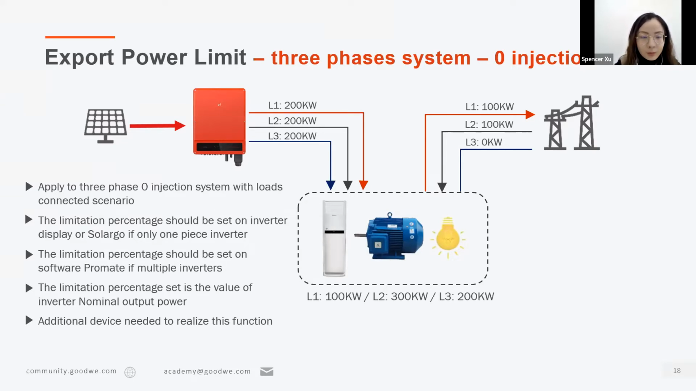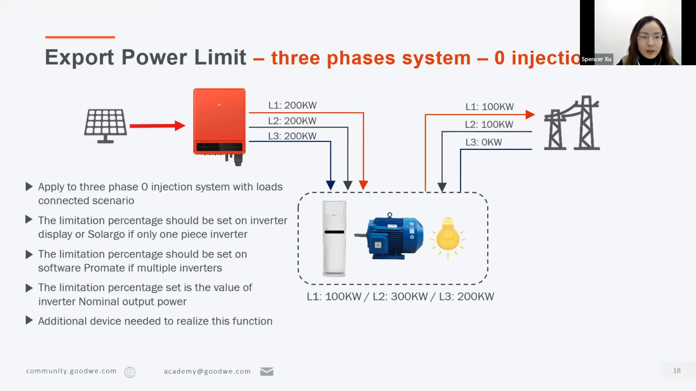Here in this case, we have an output power of 20 kilowatts per phase, but in different phases, we have different loads. If we need 300 kilowatts for L2, we will need to purchase 100 kilowatts from the grid. But for L1, we only have 100 kilowatts of loads, so we can output 100 kilowatts to the grid.